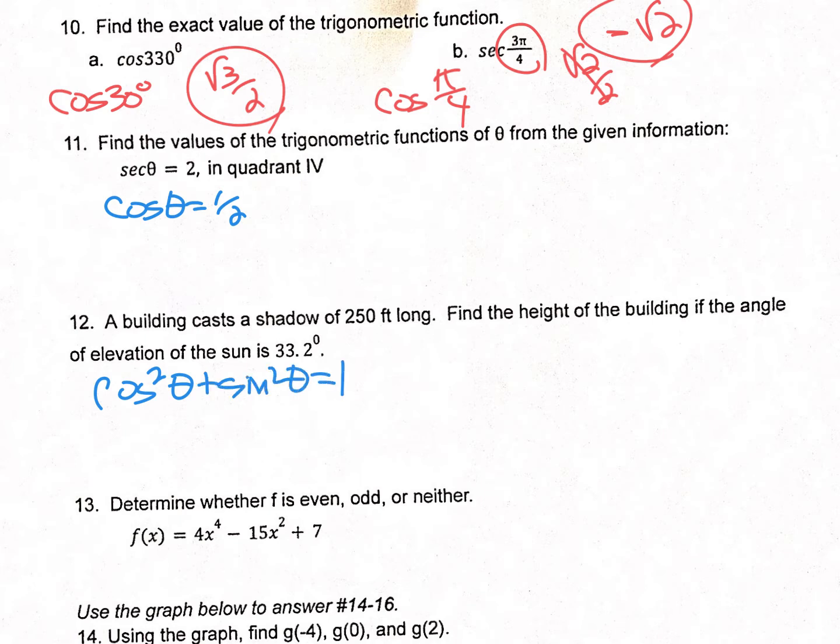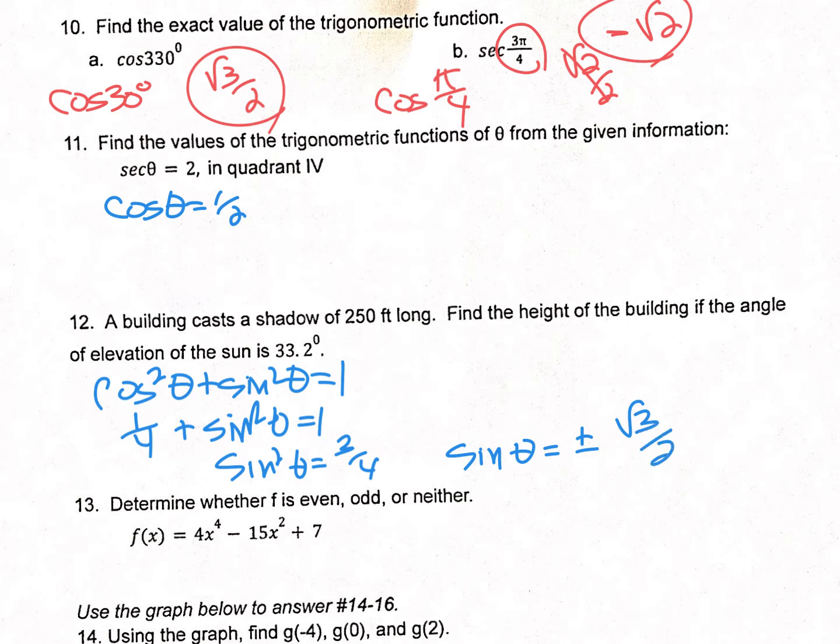So if I square cosine, cosine is 1/2. If you square 1/2, you get 1/4. Plus sine squared equals 1. All right, move the 1/4 over. You get sine squared is 3/4. Take the square root. You get sine is plus or minus the square root of 3 over 2. Just taking the square root. Okay, now, the key is it's in quadrant 4. Because it's in quadrant 4, that means my sine is going to be negative square root of 3 over 2.